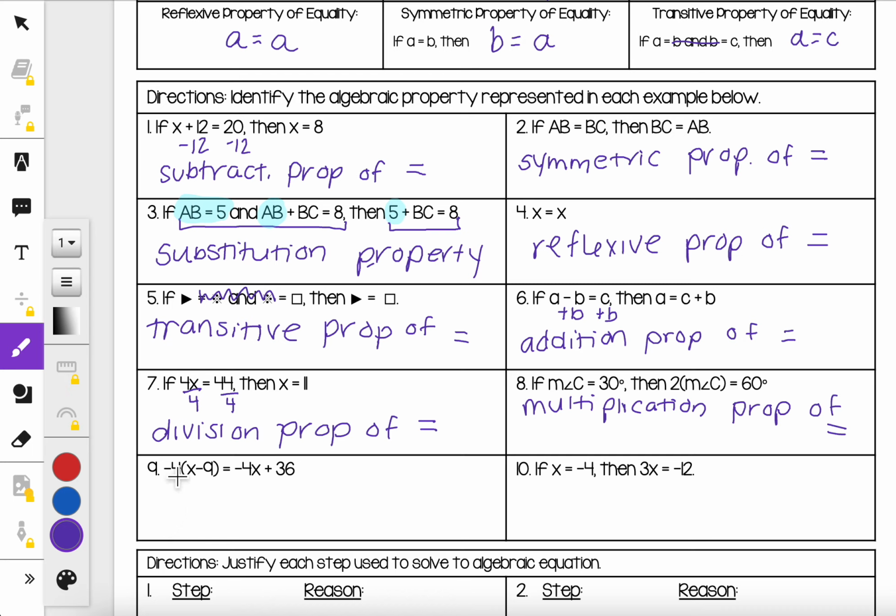If I look at number 9, this looks like pretty basic distributive property. So I'm going to multiply that -4 to my x and to that -9. So this is our distributive property.